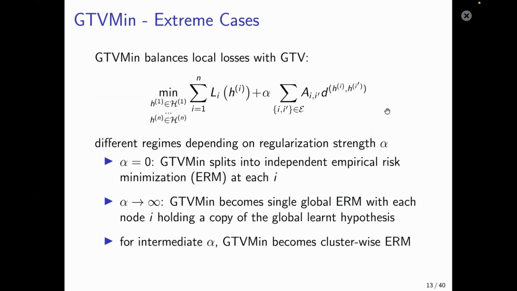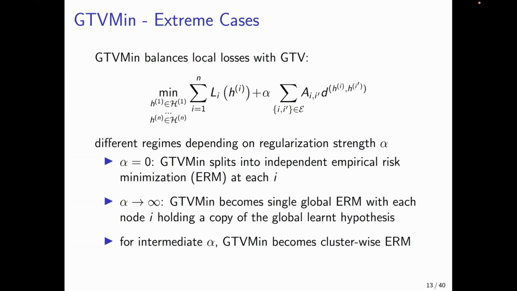Okay, let's look at some extreme cases. It's always good to get some feel for such an optimization problem by looking at special cases. So for alpha, if we set alpha equal to 0, then GTV-min splits into independent empirical risk minimization for each node. So we cover the case of independent model training at each node as a special case for alpha equals 0. And roughly speaking, the smaller we choose alpha, the less collaboration there will be.